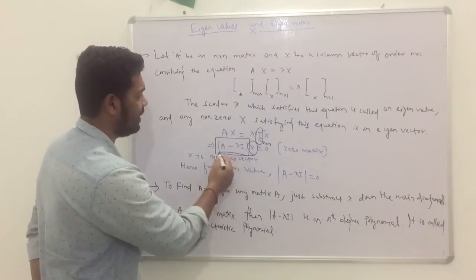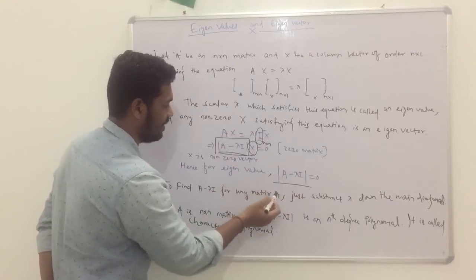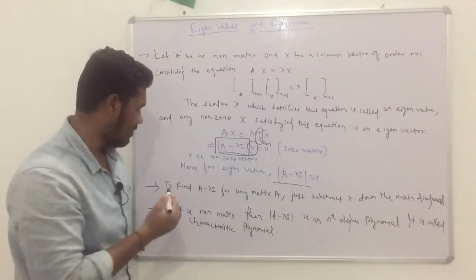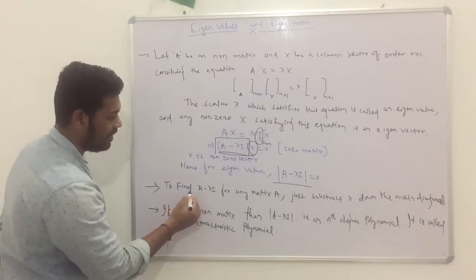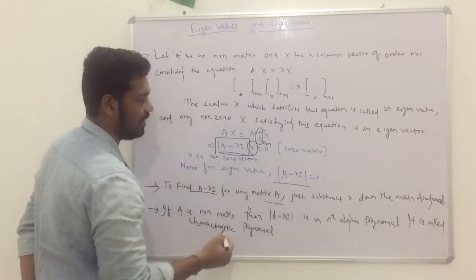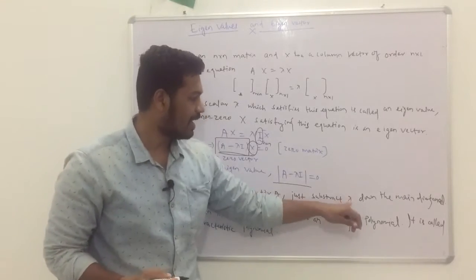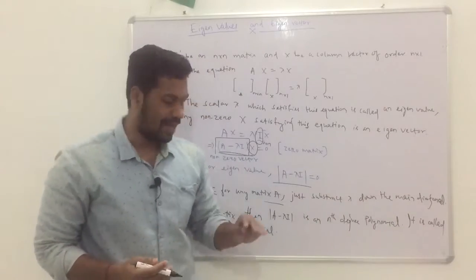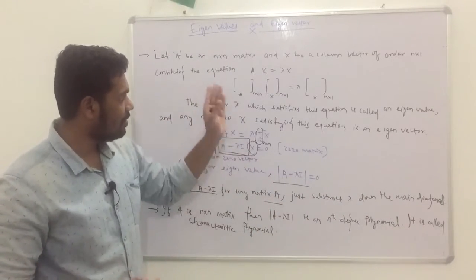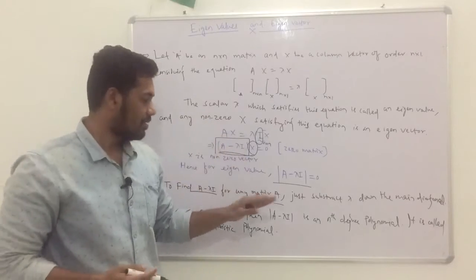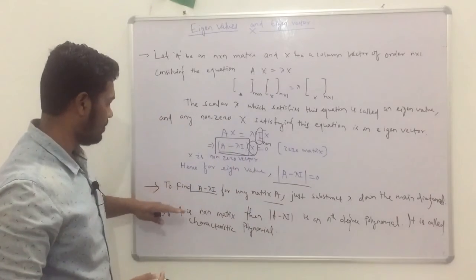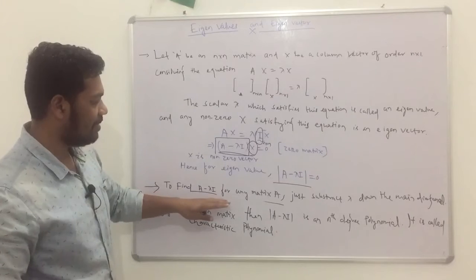Okay, so how to find this A minus lambda I? To find A minus lambda I for any matrix A, just subtract lambda down the main diagonal. I will explain all these concepts with an example. Just listen to the concept first. How to find A minus lambda I?